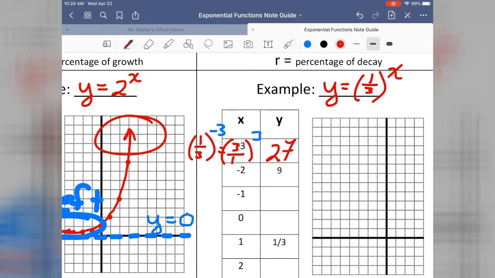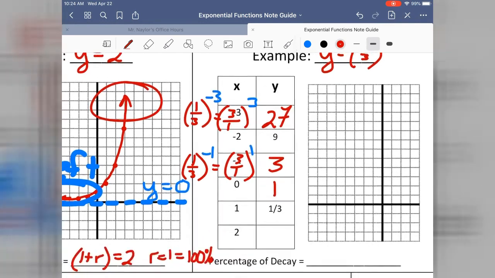I already plugged in -2. What happens when you plug in -1? Well, that would be like having a negative exponent, so we have to flip the base. It flips to be 3/1, but now the exponent becomes positive. Well, that's nice because that just works out to be 3. Remember, we talked that anything to the 0 power is 1, so it still works here.